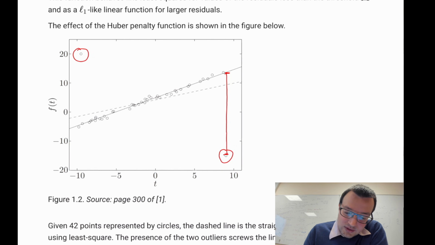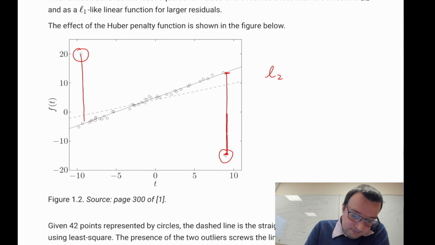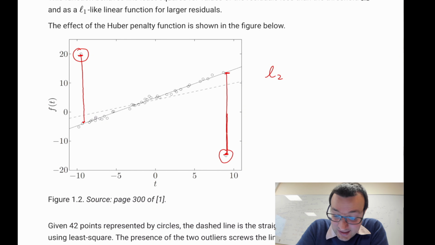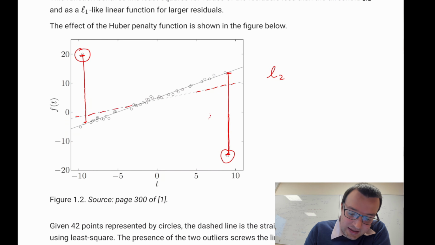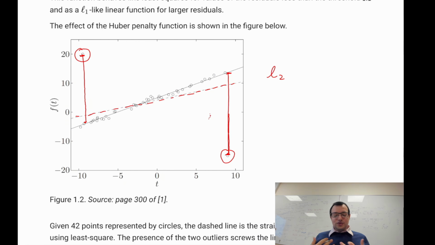Now, if we use, for instance, an L2 norm, the L2 norm is going to very much dislike this residual. The L2 norm really dislikes this residual and is going to try to minimize it, and this is going to produce this dashed line over here. So the dashed line is produced by the L2 norm here. But we see that actually we don't want that.